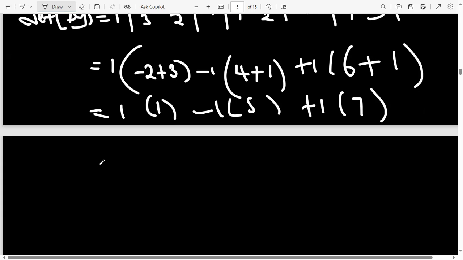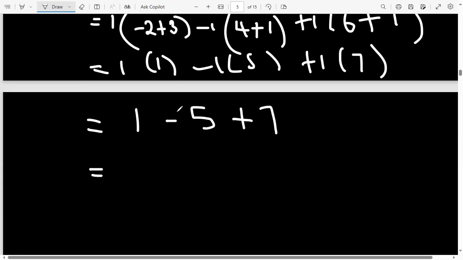Okay, so from here we see that we are going to get 1 minus 5 plus 7. So what do you get from this? This will be -4 plus 7, so we're going to get 3. Okay, so the determinant of dy is 3. So we are remaining with one determinant, and then we can find our values.